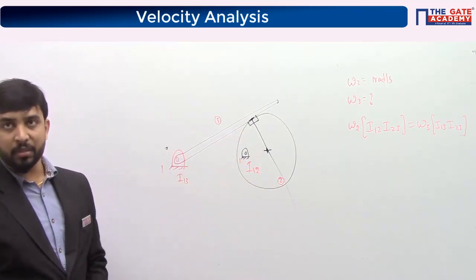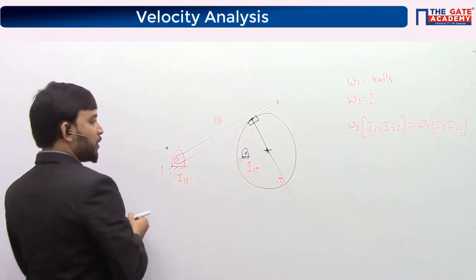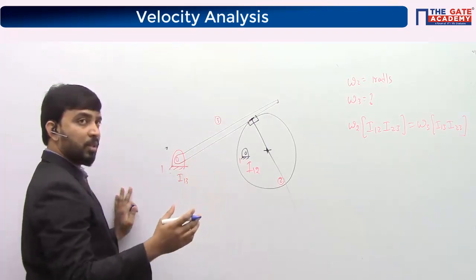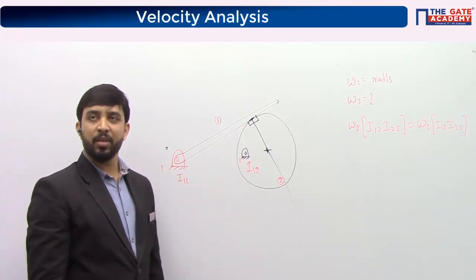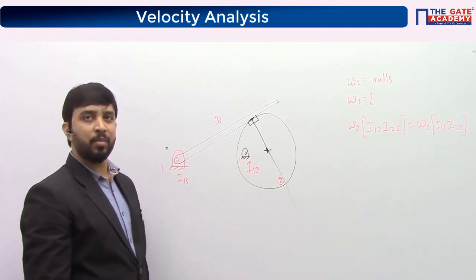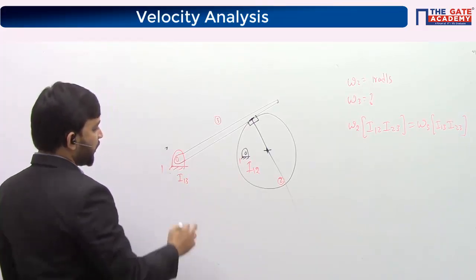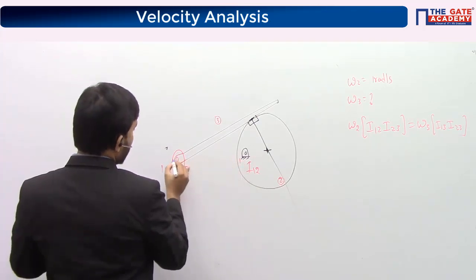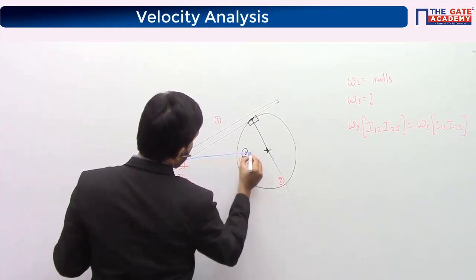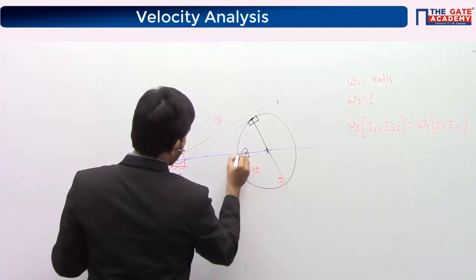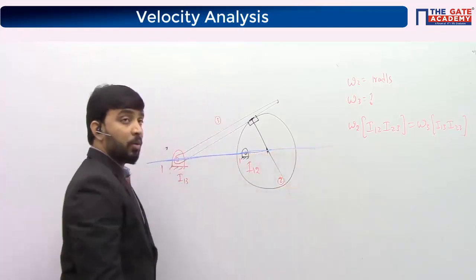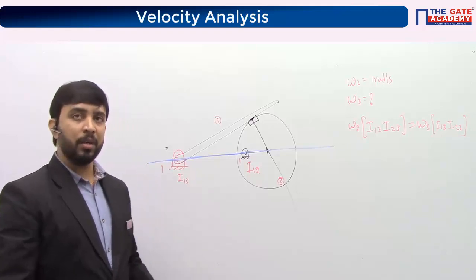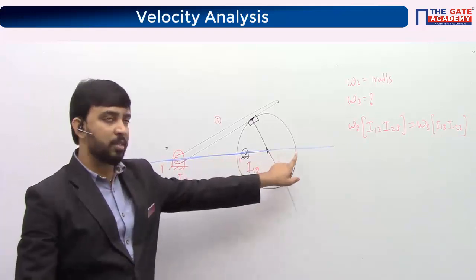But we have one more thing. We have Aronhold-Kennedy's theorem. Whenever three links have relative motion among themselves, the three I centers formed from them should be collinear. Here I have already located two I centers, so the third I center should lie on the line joining these two I centers, according to Aronhold-Kennedy's theorem.